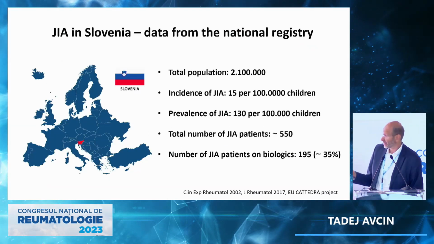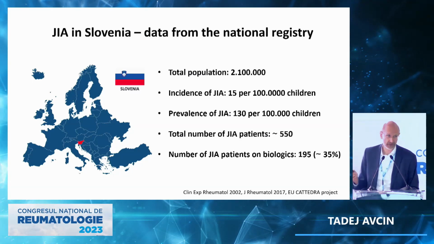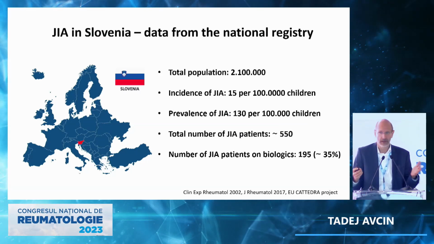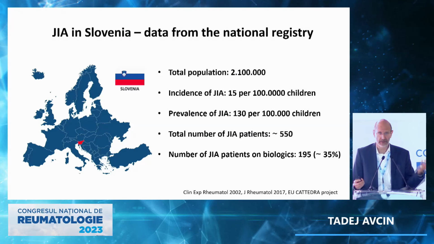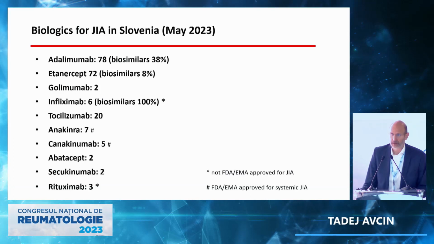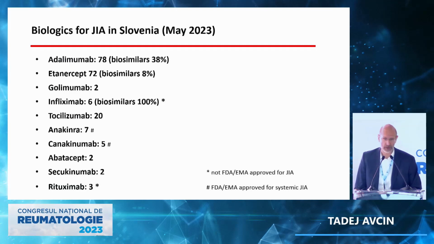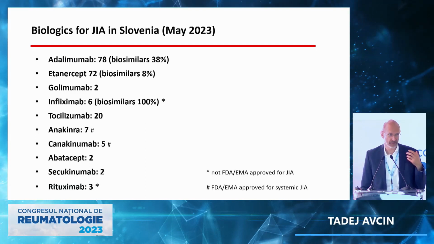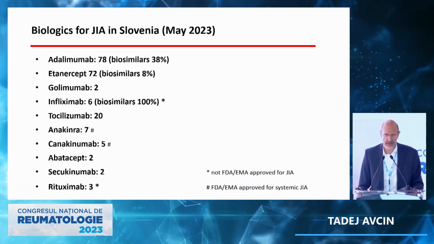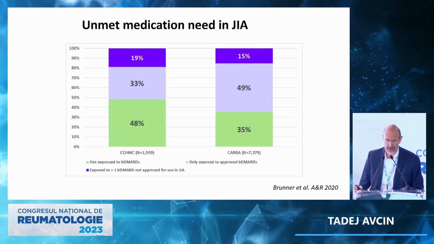In Slovenia, we estimate that we have approximately 550 JIA patients, and 35% of these patients are treated with biologics, which is somehow in line with the number of patients that are non-responsive to methotrexate. You can see the list of biologics that we are using. In adalimumab, we are using biosimilars in approximately 40%, in etanercept 10%. This is slowly rising, and for infliximab, we are using biosimilars, and you can see also some other medications.